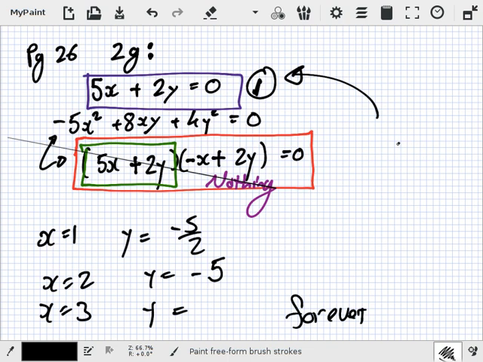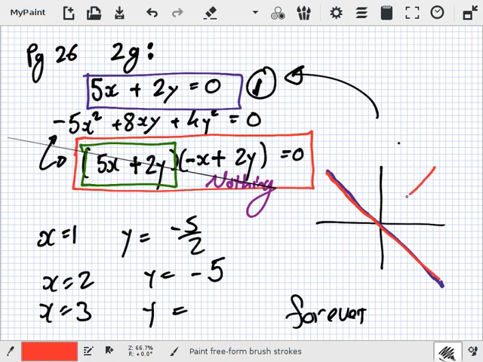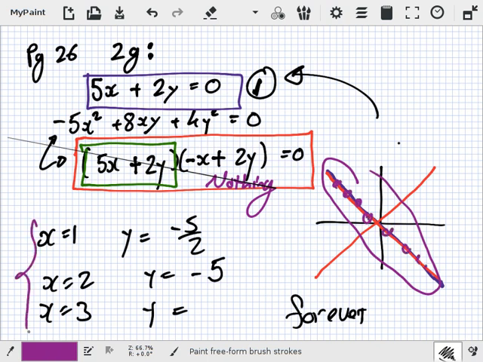And if you want to know exactly what's happening on the graph, what's happening is this. My first equation is in blue, which will be something like this, as an example. And my second equation, which is in red, I think is something like this. It looks like an X. So the red and the blue line overlap at infinitely many places. So I have infinite answers for x and y.